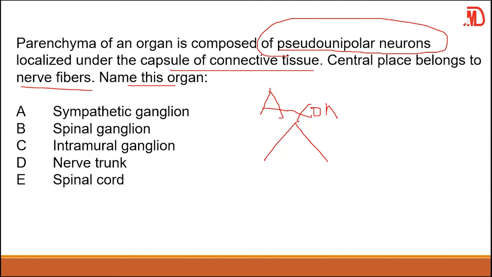But when we are talking about pseudo-unipolar neurons, we can find their central part in what we call the dorsal root ganglion. The dorsal root ganglion. I repeat, the dorsal root ganglion. And so therefore, if we are talking about these pseudo-unipolar neurons, it means that the central part is located where? In the spinal ganglion.